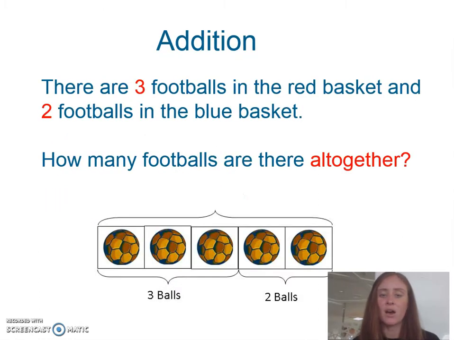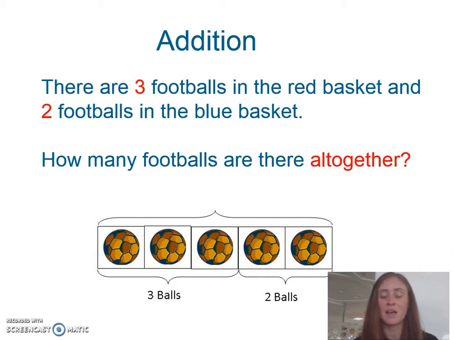As well as our old methods, we're also going to be looking at something called a bar model. The children have looked at a bar model in class before with their teachers, but we are going to look at it in more detail. So there are 3 footballs in the red basket and 2 footballs in the blue basket. How many footballs are there altogether?